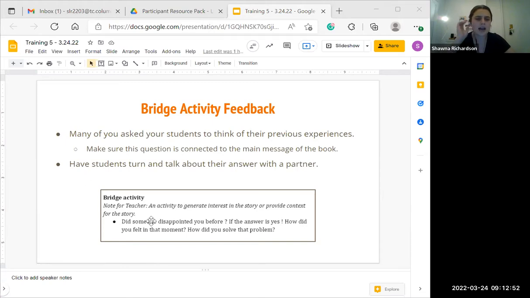And also just to add, this is a good time to have students turn and talk with a friend or a partner about their answer. So you can ask these questions, have them talk with a partner, and then some of them can share with the whole class.